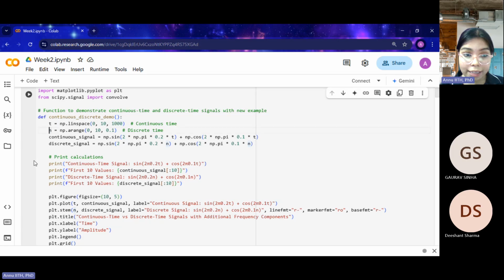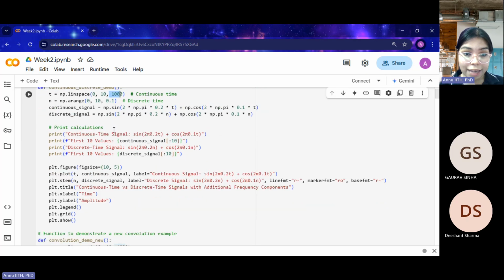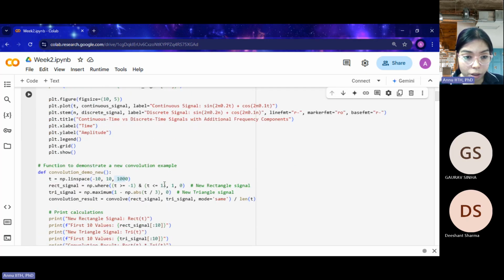Time is from 0 to 10. I'm keeping the continuous time signal as np.sin of 2 pi omega t, where omega is the frequency that I'm keeping. Here also I'm keeping a different frequency. Here, this is n. For t, this is at intervals of 0.1, whereas here we keep 1000 samples from 0 to 10. The print calculations for the continuous signal are there, and discrete time signals are also there. We will show them in the output window. So let's see the plot.